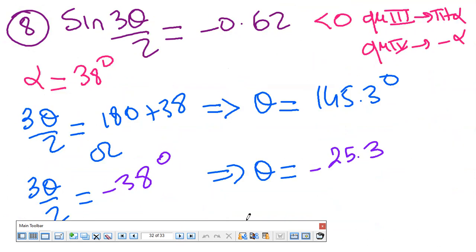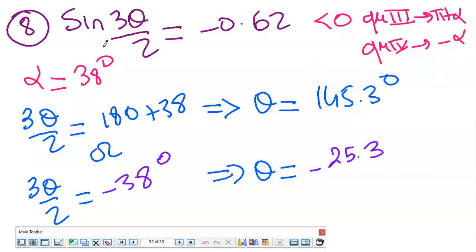Now we move to part 8. Here 8 and 9 are different. I'm not solving sine theta is equal to something. I have sine 3 theta over 2 is equal to something. So this is the big theta that I have.